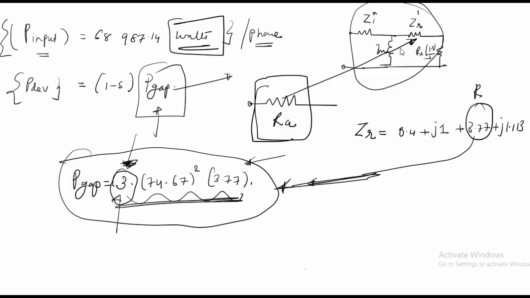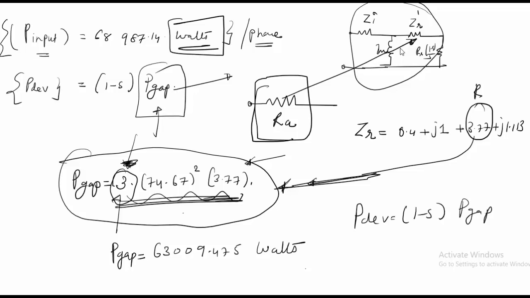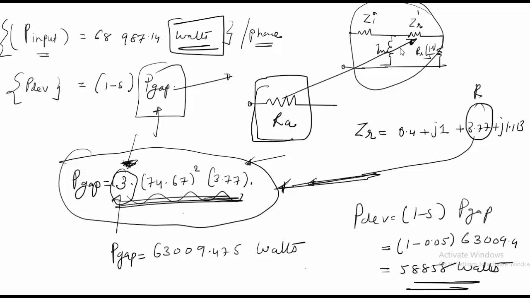Now when you solve this, it will come close to 63,009.475 watts, and this is your power which is transferring across the gap, and your power developed is equal to (1 minus S) into PGAP. Your slip is equal to 0.05, so 1 minus 0.05 into 63009.4, which is equal to 58858 watts. So this is your power developed.